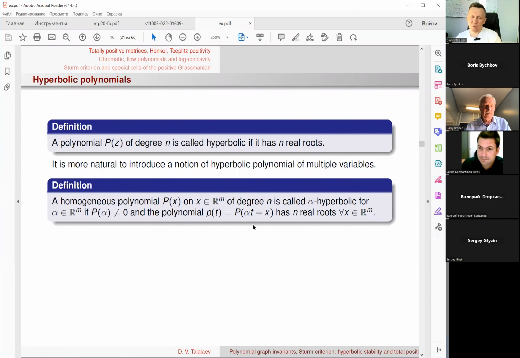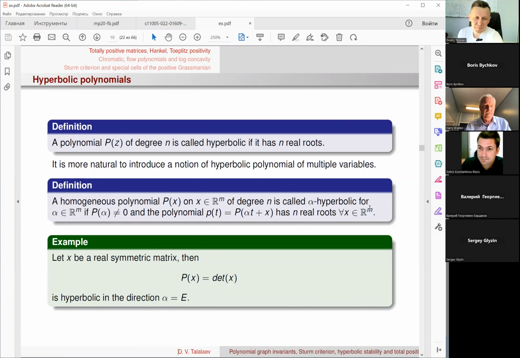the polynomial of one variable, the value of the polynomial P in the direction alpha, has n real roots for all values of x, where x is a vector from the m-dimensional space. It could be difficult to understand this definition if you see it for the first time.